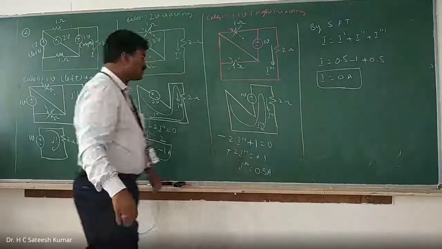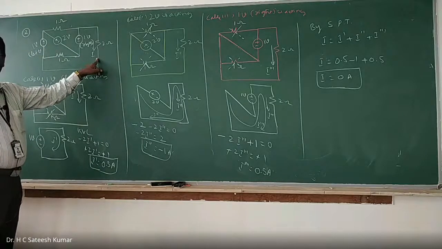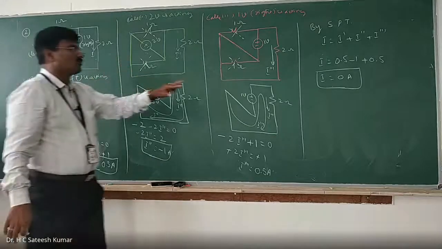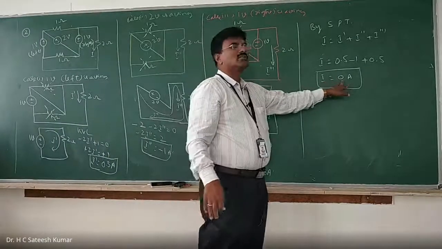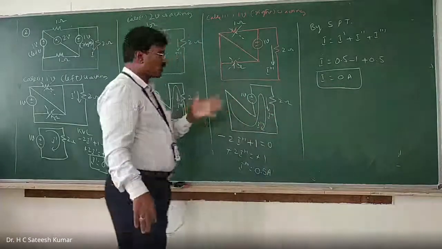Even though we have 3 sources, the current flowing through this one is 0 amps only. To get that, we did this. Therefore, see here, what is the total current flowing through this one? 0 amps only. So this is one of the very interesting and most confusing problems.